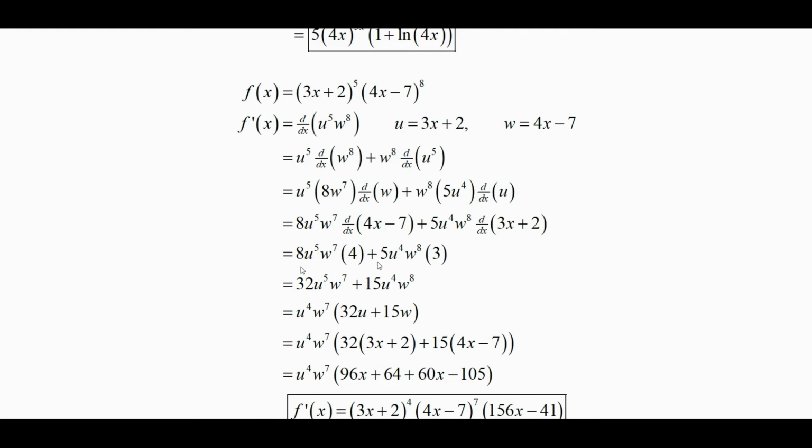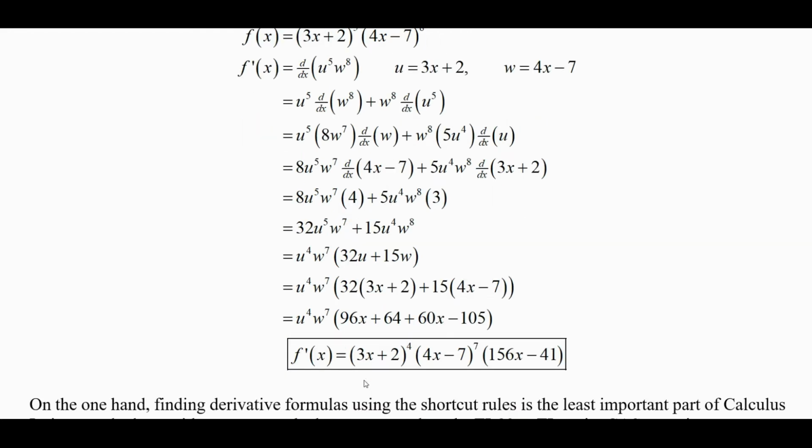Let's see what we can factor out of this. The 4, 8, all this, no number parts in common, so this is just going to be 32 and this is going to be 15. So I did that. But then the u's, they have a u in common, 4 of those, and 7 w's. So u to the 4th, w to the 7th can be factored out. That's left with 32u plus 15w. Substitute back in, u is 3x plus 2, and w is 4x minus 7 there. Distribute, we get 96x plus 64 plus 60x minus 105. Combine like terms, that's 156x minus 41.